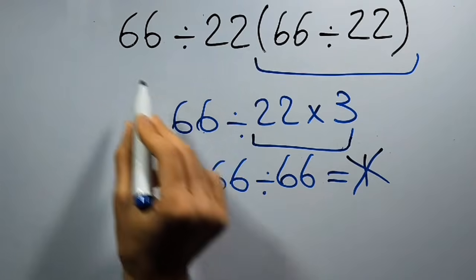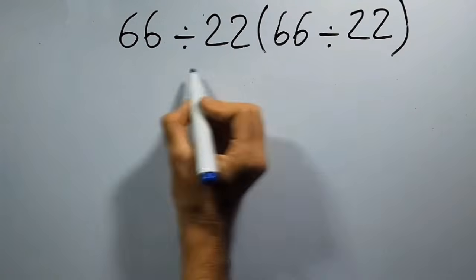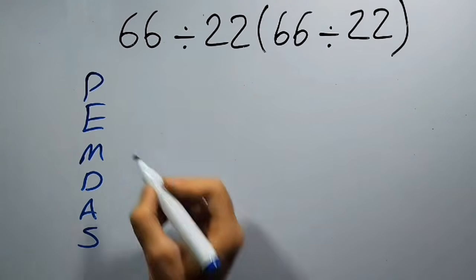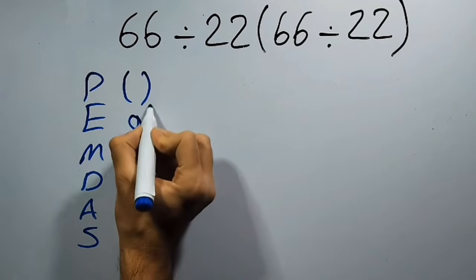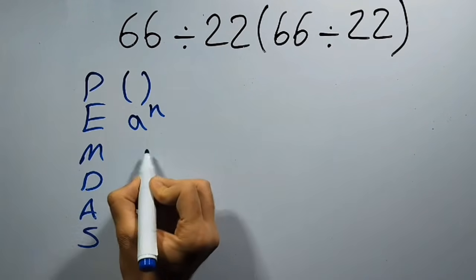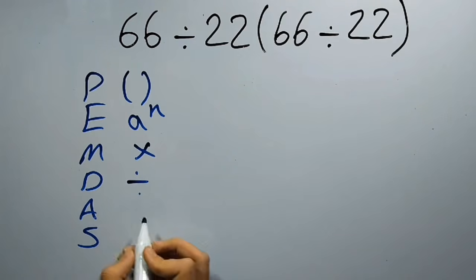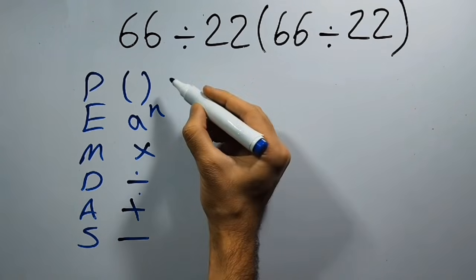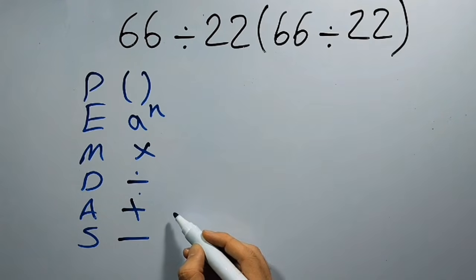Alright, now let me show you how to solve this expression properly. To solve this problem, we need to use the PEMDAS rule. In this rule, P stands for parenthesis, E stands for exponent, M stands for multiplication, D stands for division, A stands for addition, and S stands for subtraction. We have to follow the order of operations I told you, step by step from top to bottom.